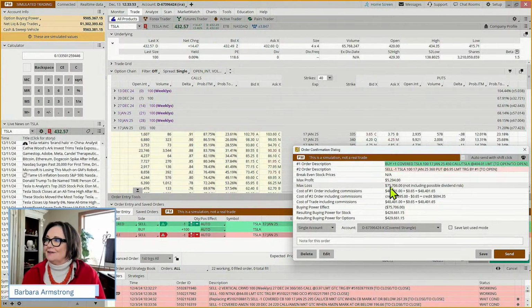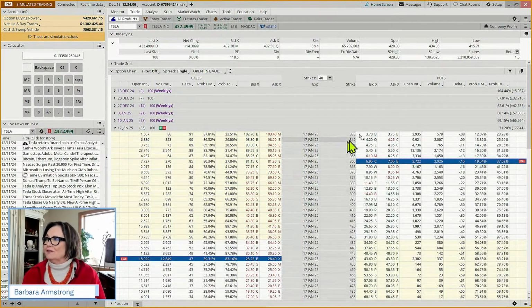And again, 75,000 potential position, right? If it were put to us and Tesla went to zero in the next 35 days. Now, the probability of that, not high. If we look at this, there's only a 12% chance of this stock getting down to 335.